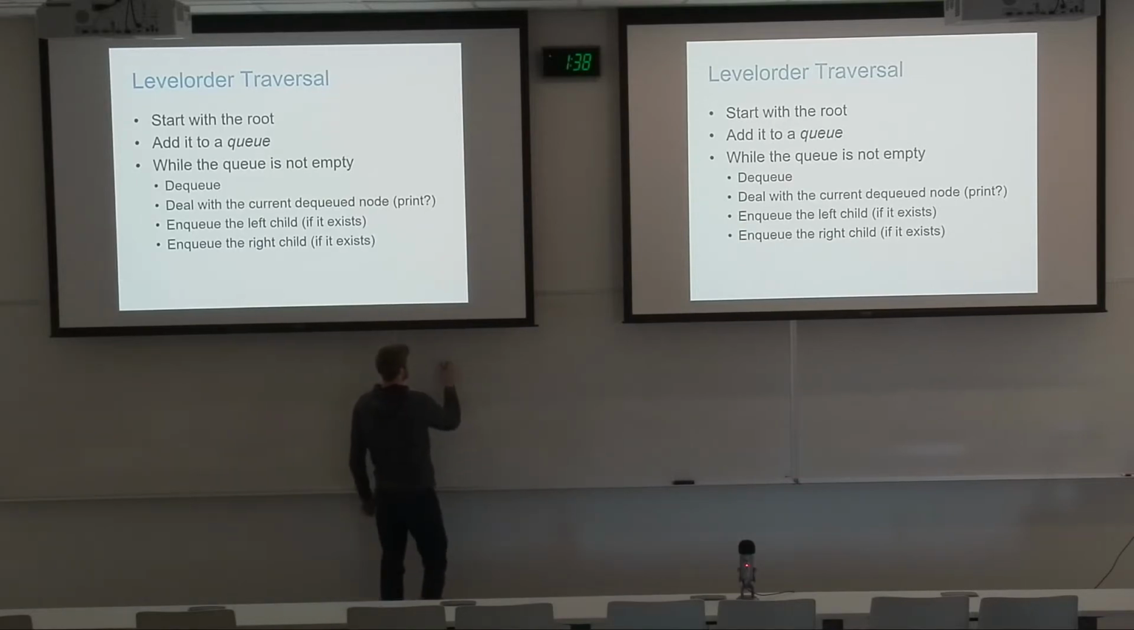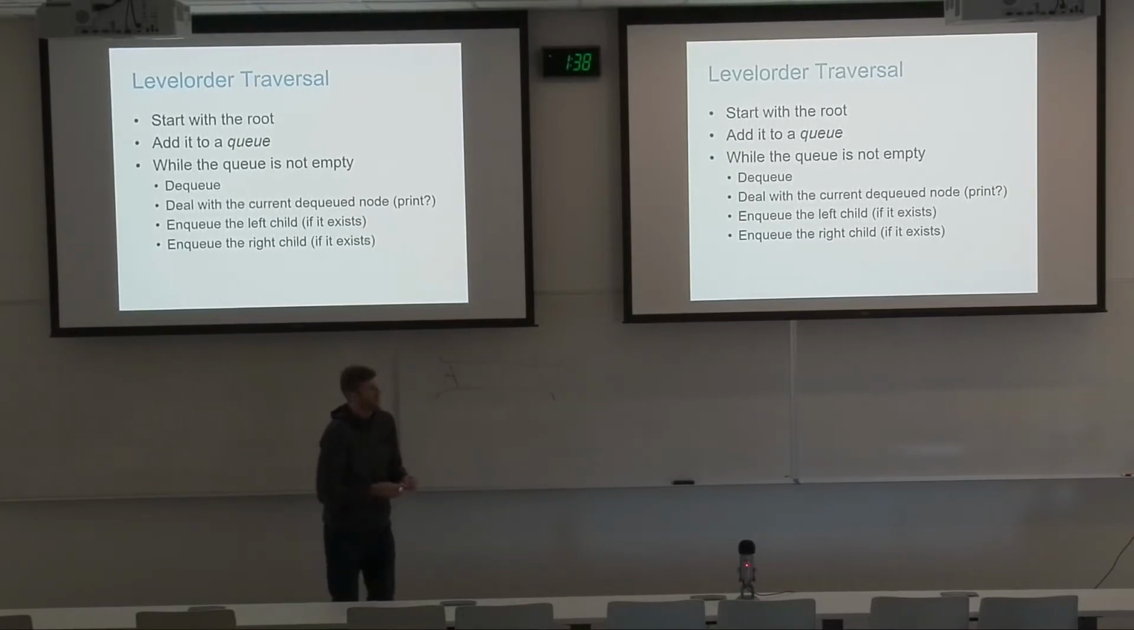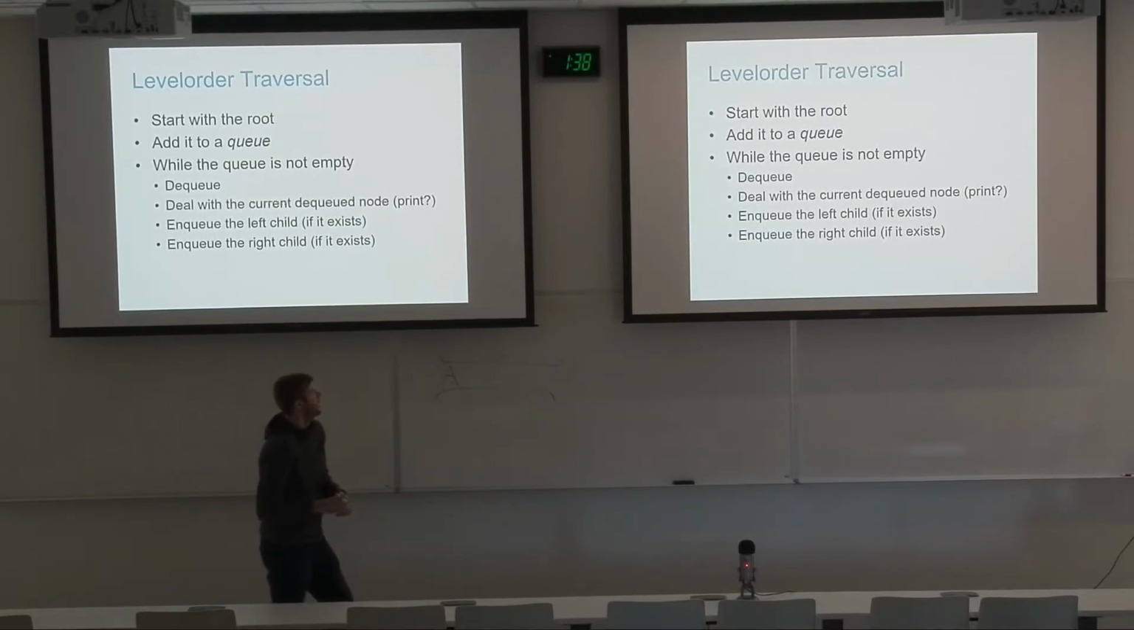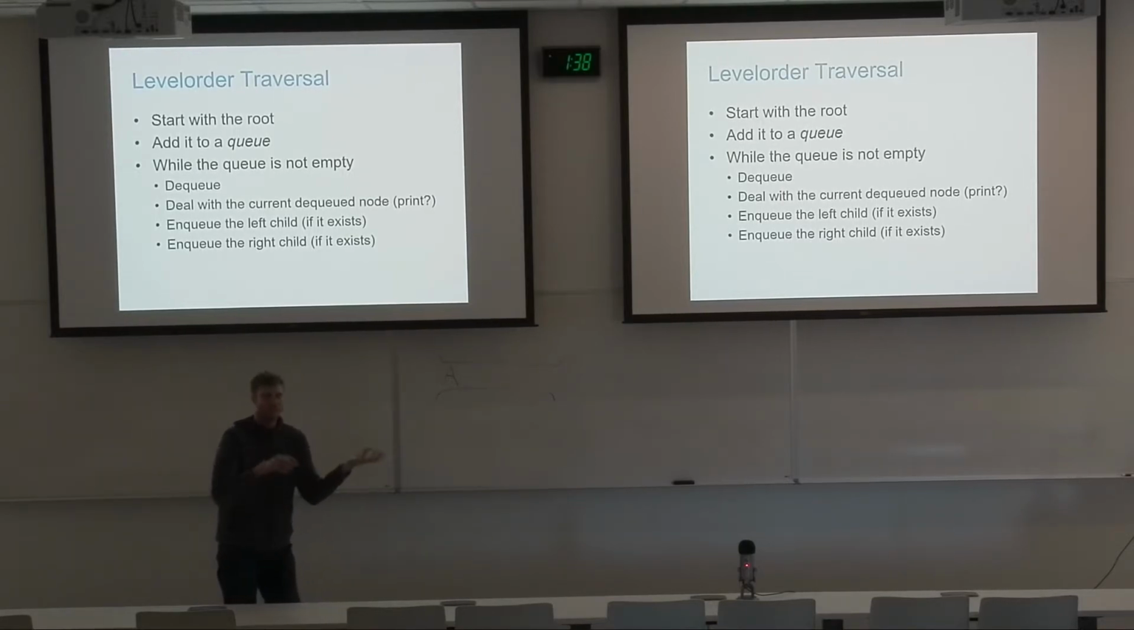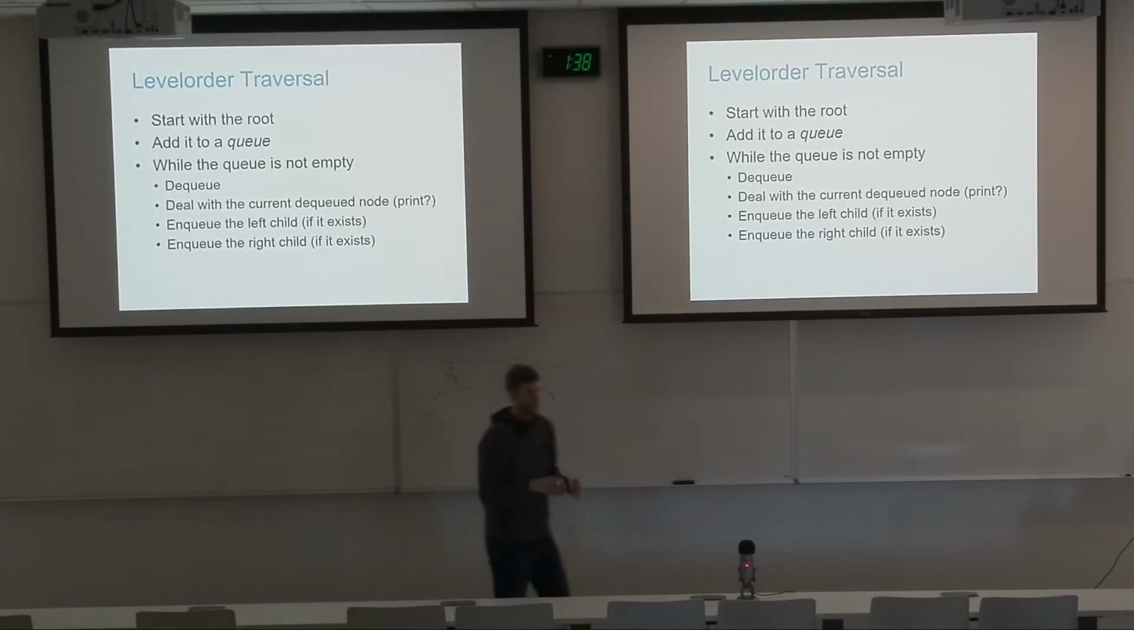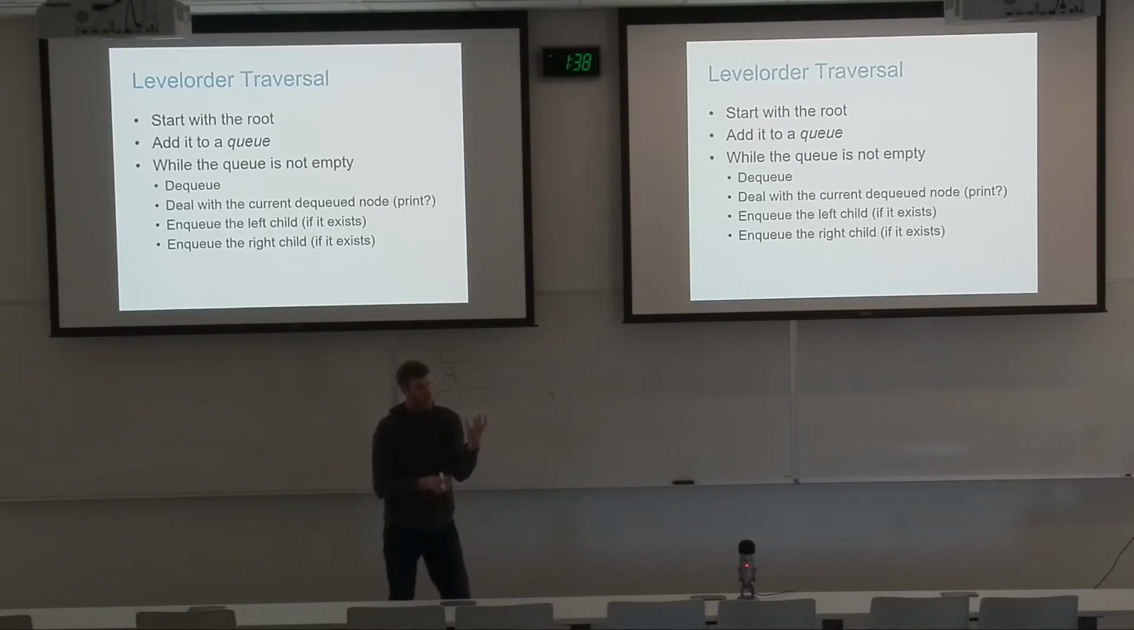So here's my queue. I'm going to draw my queue like this. I start at the root, it's A. Then I say, well, the queue's not empty. Take something out of the queue, deal with it some way, maybe I'll print it out. Then add the left subtree to the queue, the root of the left subtree, so the left child, and then the right child to the queue. That's it. So take something out, deal with it, take its left subtree, add it to the queue, right subtree, add it to the queue, and just repeat till the queue's empty.